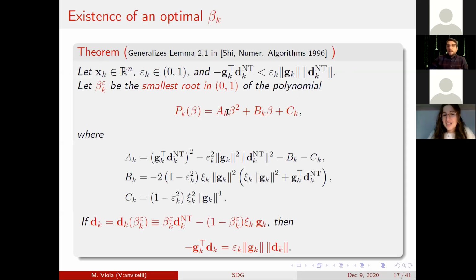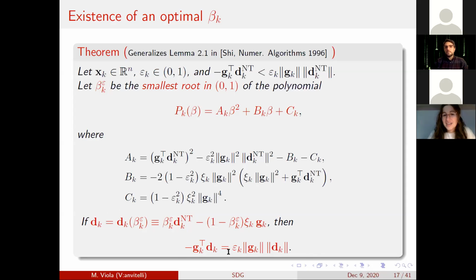You can build a second degree polynomial in beta, which is this polynomial here. The two roots of this polynomial give you the directions for which that cosine is exactly epsilon k or minus epsilon k. If you take the smallest root in 0, 1, which is the closest to the gradient, you can call this the optimal beta, beta epsilon k. You will be sure that the direction satisfies the angle condition as an equality.